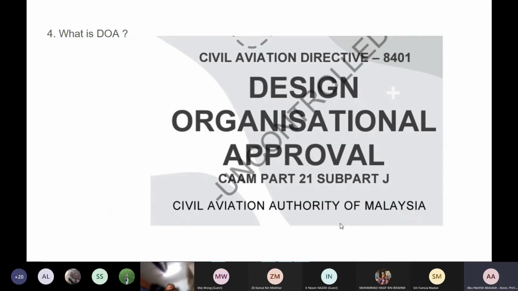You must get design organization approval, which has already been published by the CM: design organization approval, CM Part 21 Subpart J, or the CM Directive 8401. This regulation includes the procedures on how to be approved as a DOA, to be able to design aircraft and aeronautical products. Remember, a drone is now considered an aircraft.